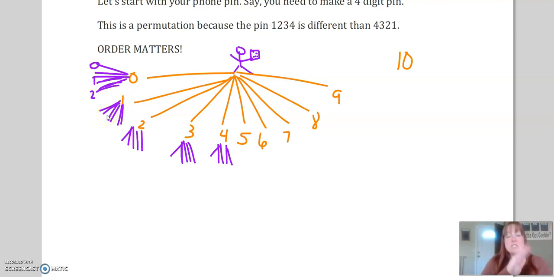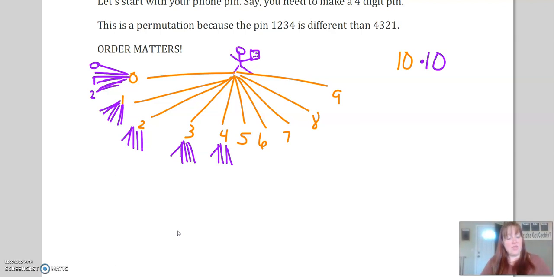So for the first digit, I have 10 options. For the second digit, I also have 10 options. So how many options do I have if I just pick 2 numbers? Well, I have 10, and I have 10 for each of those options, so that's 10 times 10. So I now have 100 different ways that I could do a 2-digit PIN. There are 100 different options for a 2-digit PIN.